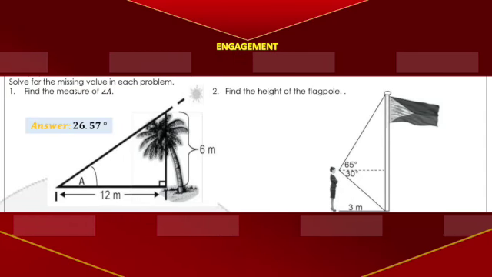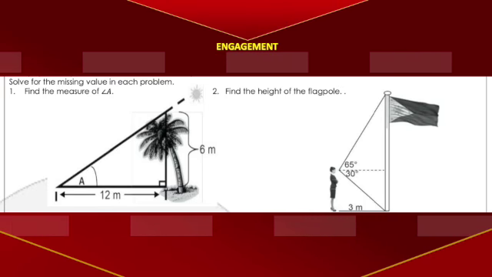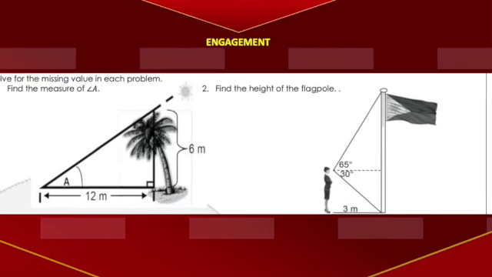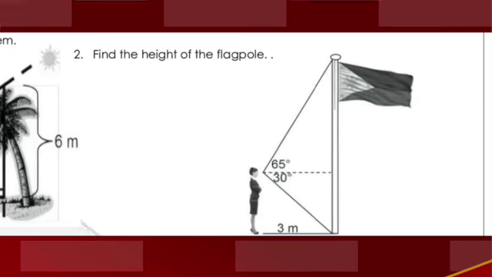Okay. Next one. So number 2, we're looking for the height of the flagpole. Ito medyo tricky to, no? Kasi dalawa yung magiging angle na given. Isang angle of elevation which is 65 degrees, and then on the bottom side, yung angle of depression ang kuha is 30 degrees.